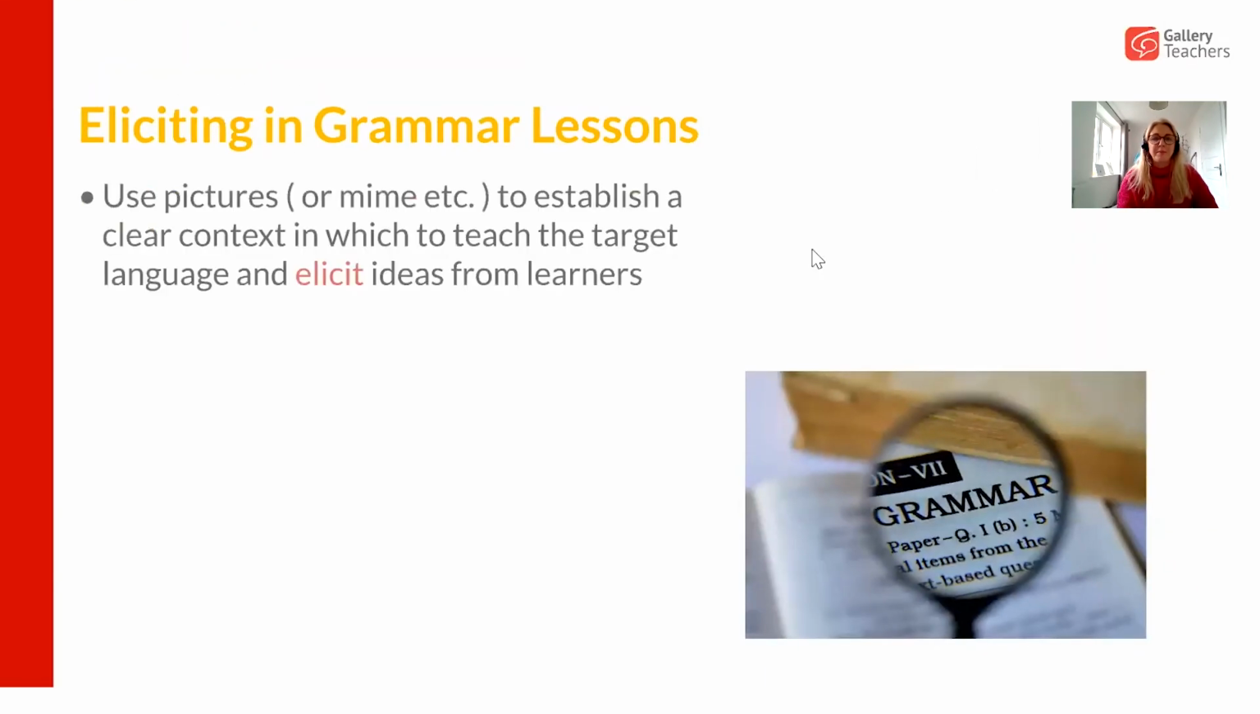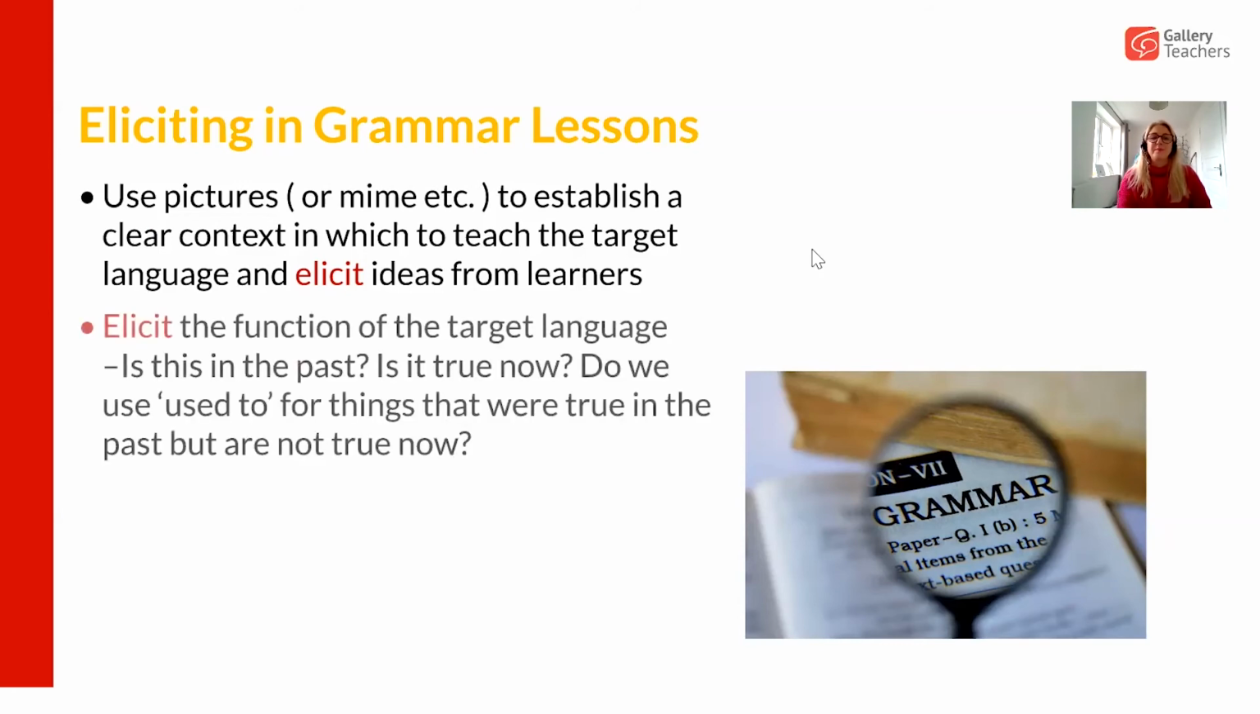Just to recap, this is what we would do in a grammar lesson. After the lead-in, we would use a picture or a mime or any of the techniques that we think would be the best way to establish the meaning and the context. Then elicit ideas from your learners. Once you have enough ideas, you then elicit the function of this target language.